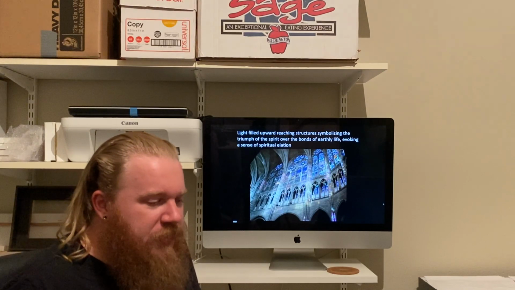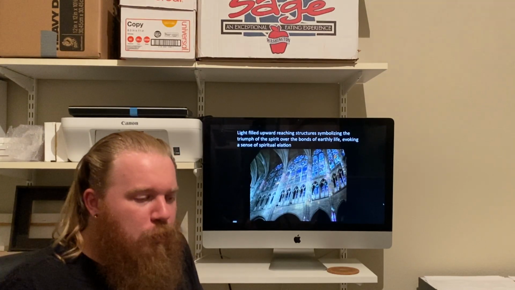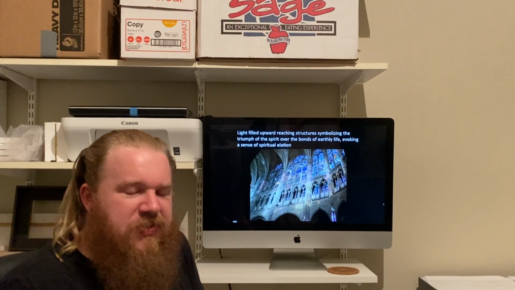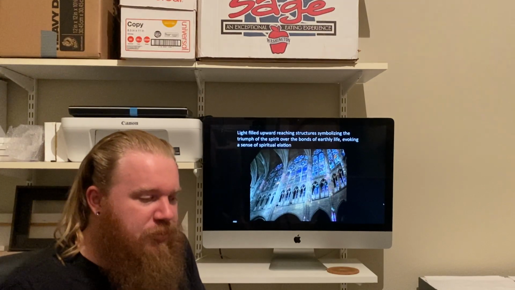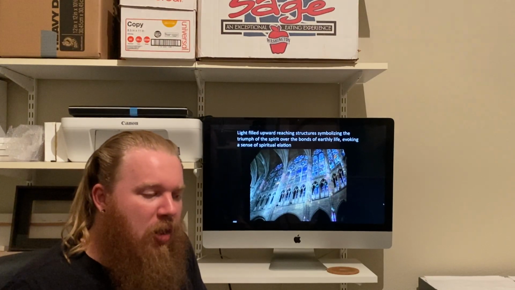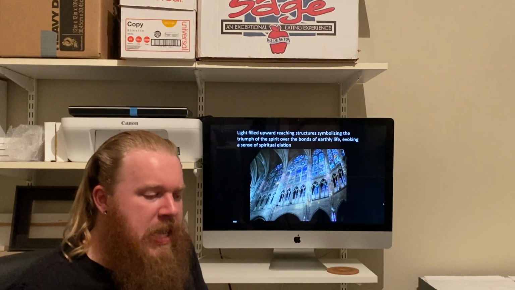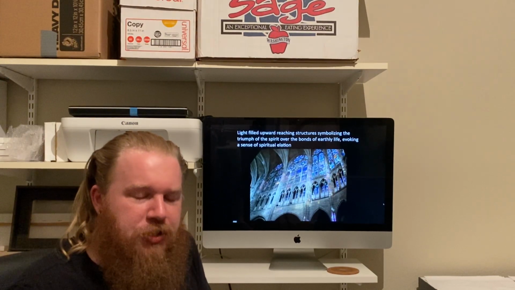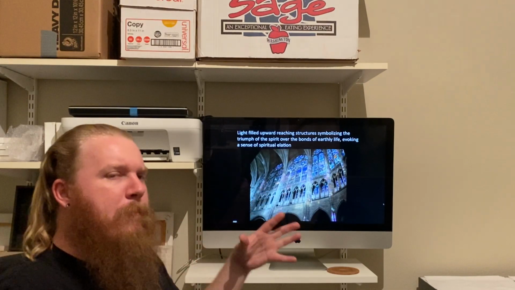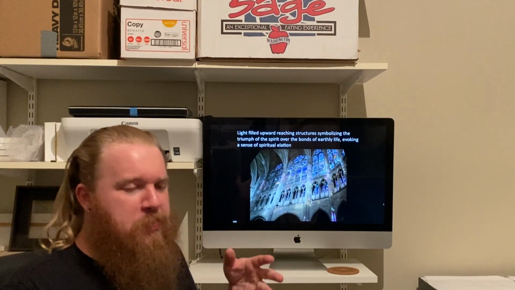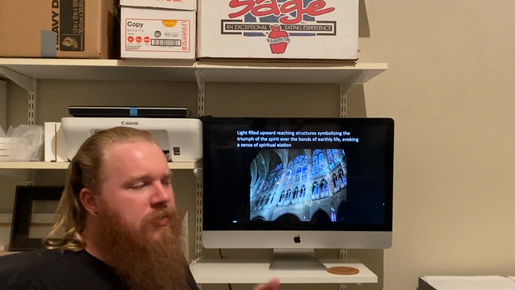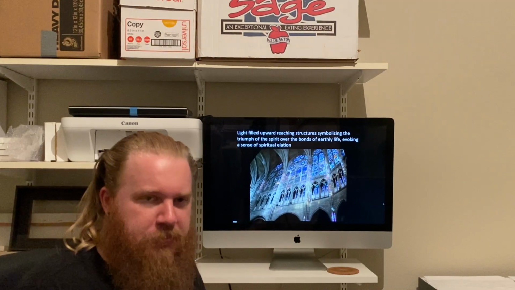Now, another aspect of these Gothic cathedrals is, once again, the stained glass and everything like that. And so we see that light filled these upward reaching structures and begins to symbolize the triumph of the spirit over the bonds of earthly life. And so this is meant to evoke a sense of spiritual elation. And so almost everything about these cathedrals is specifically designed to enhance our spiritual experience.